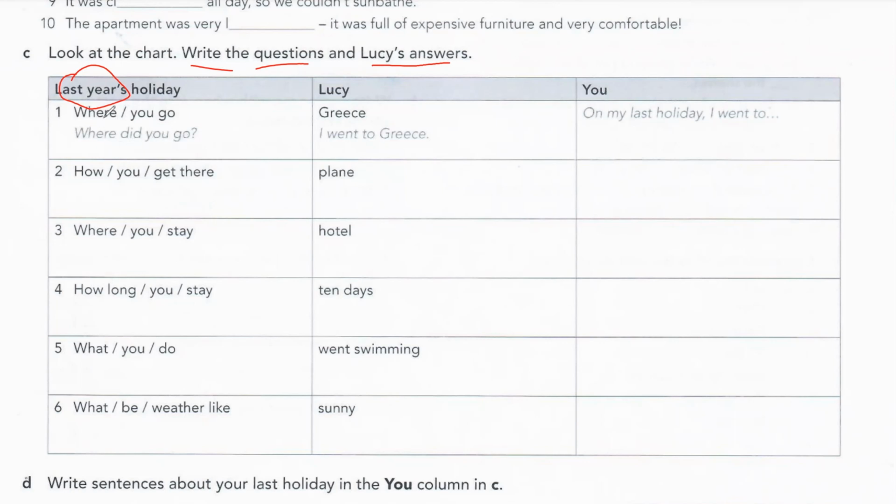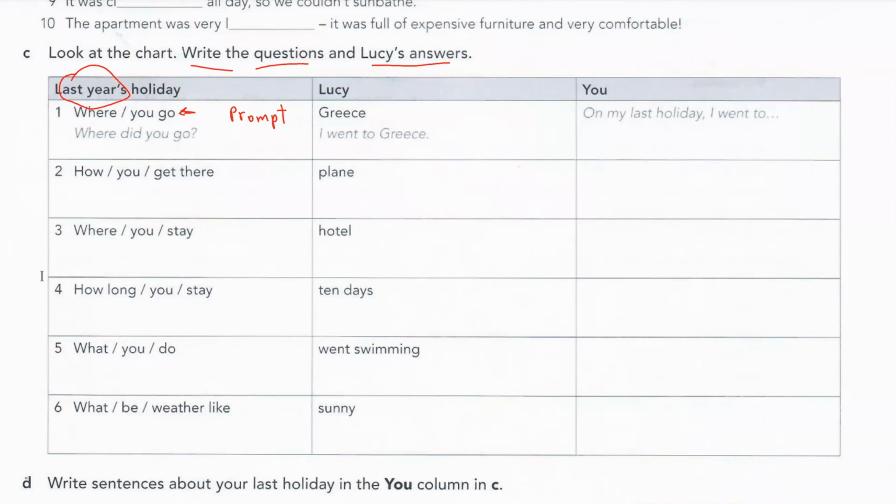So where did you go? We have got the prompts here. Prompt means something that helps us. Where did you go? Lucy: I went to Greece.